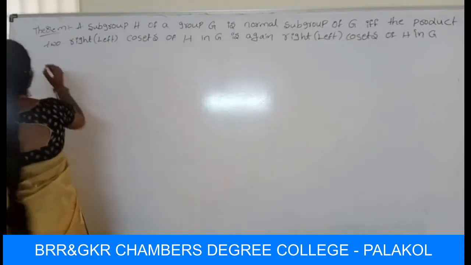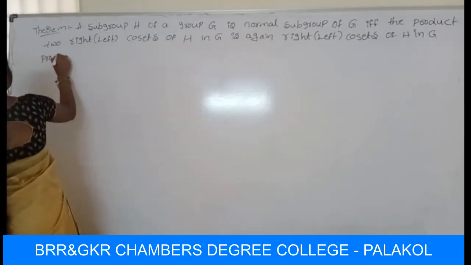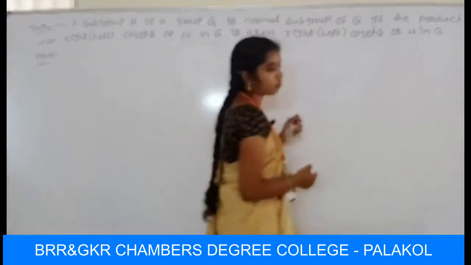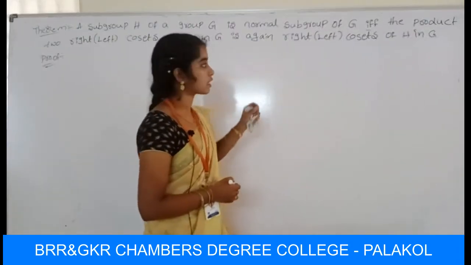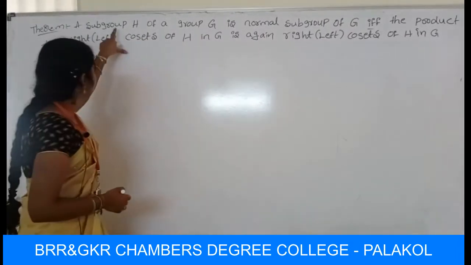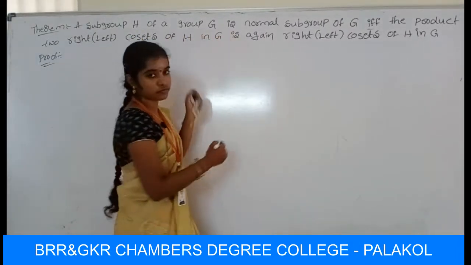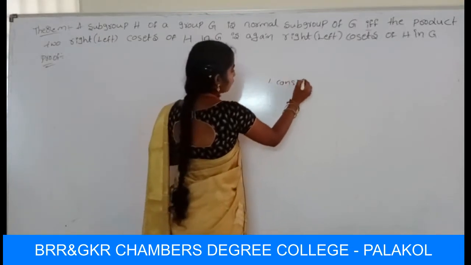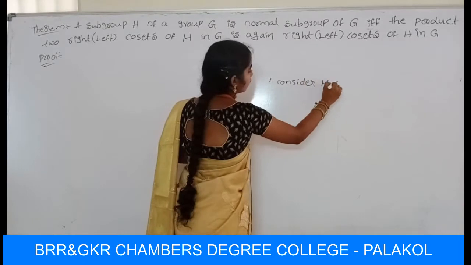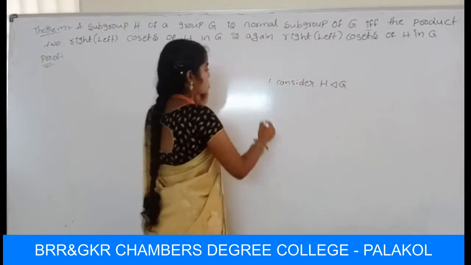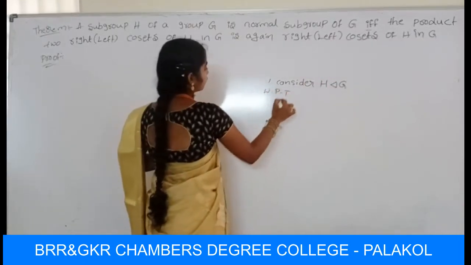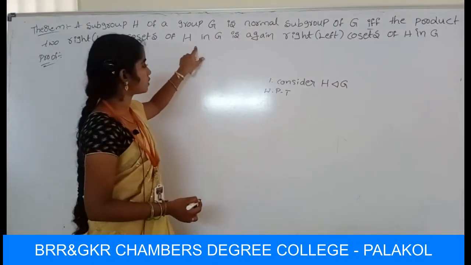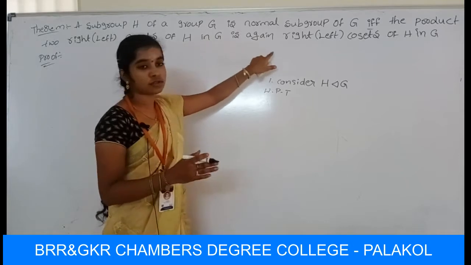So, proof. This theorem has an if and only if condition, so the theorem is in two parts. First part: let us consider H is a normal subgroup of Z. So we have to prove that the product of two right cosets of H in Z is again a right coset of H in Z.